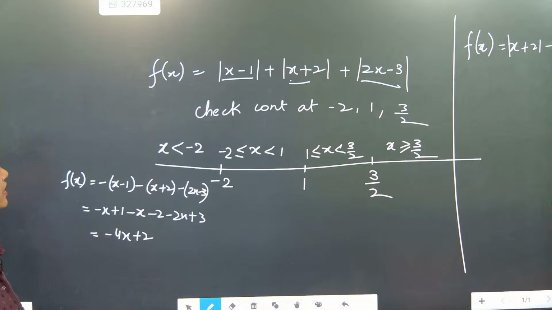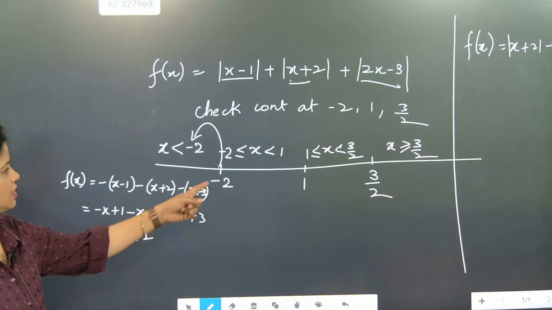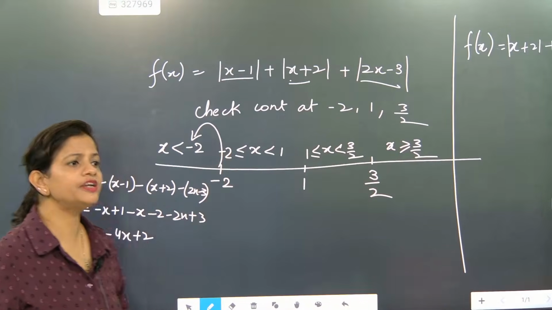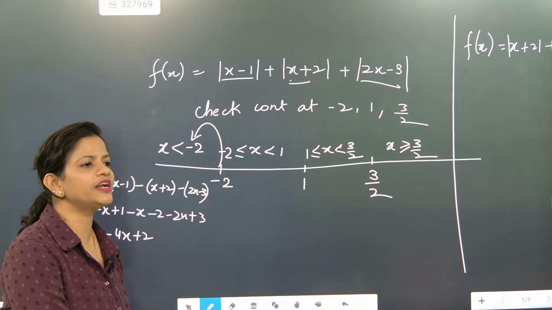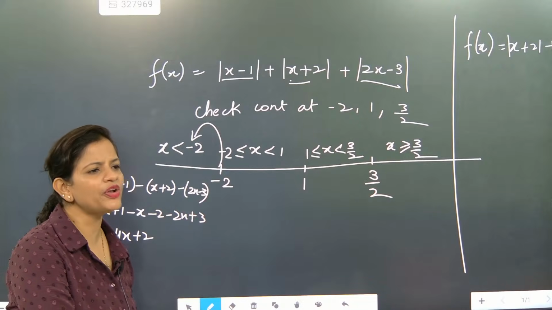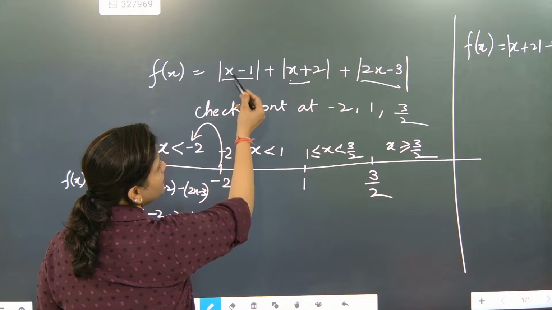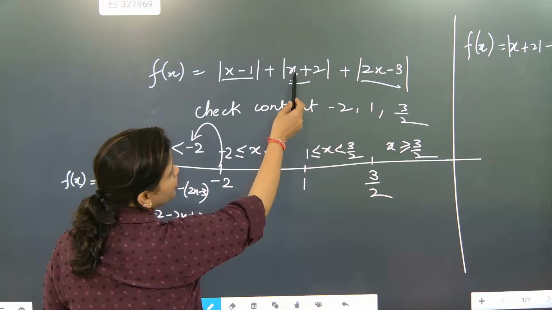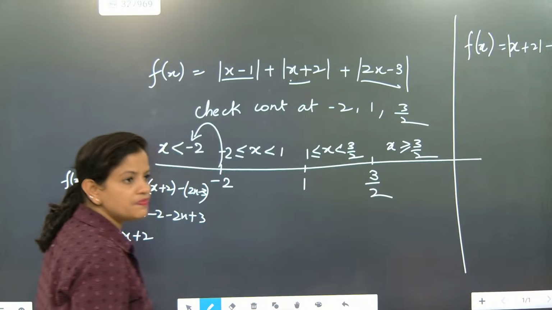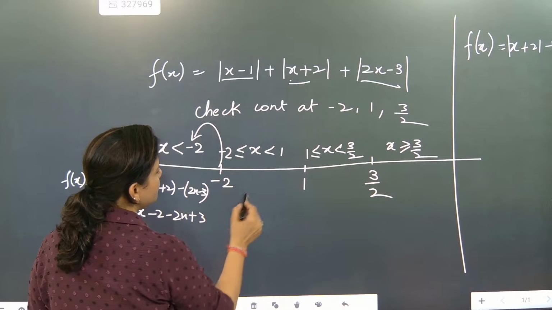Got it? So when they tell you to check continuity, on the left side, what are you going to put? LHL for minus 2. Now greater than minus 2 but less than 1. Which value can we take? Any value greater than minus 2, minus 1.5 or 0. So if we put 0, this part will become negative. If we put 0 here, this part will become positive. If we put 0, this part will become negative. Understood?